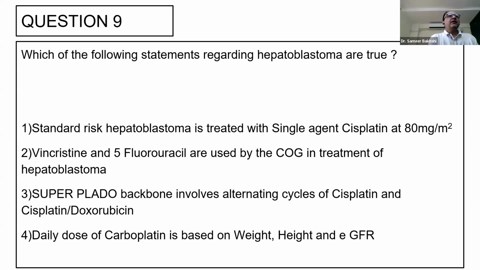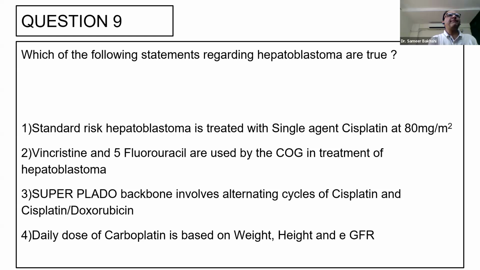Okay, so you have an MCQ here now. Which of the following statements regarding hepatoblastoma are true? Standard risk hepatoblastoma is treated with single agent cisplatin at 80 mg per meter square. True or false? So it is true, sir. Vincristine and 5-FU are used by the COG in the treatment of hepatoblastoma. True or false? Sir, I have no idea. Well, it is true. Even if you don't know, it's okay.